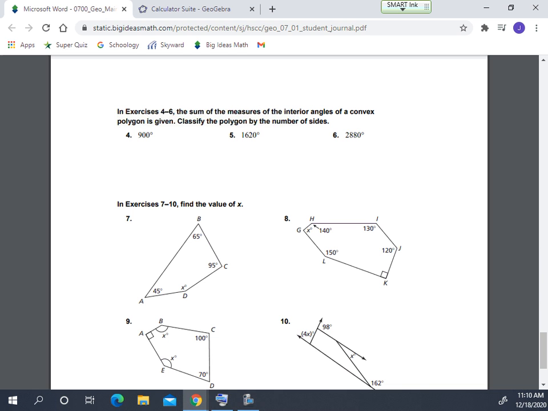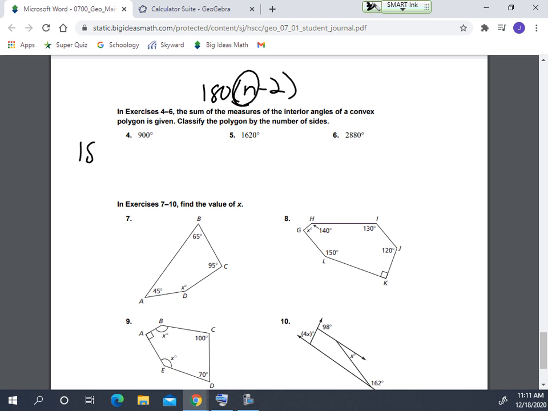In exercises 4 through 6, find the sum of the measures of the interior angles of a convex polygon. Or the sum, sorry, the sum is given to us. We have to classify the polygon by the number of sides. How do we do that? Well, we're still working with 180 times n minus 2. But we want to find the number of sides, so we don't know n. That's what we're trying to find.